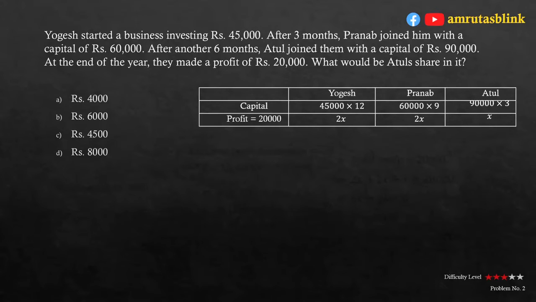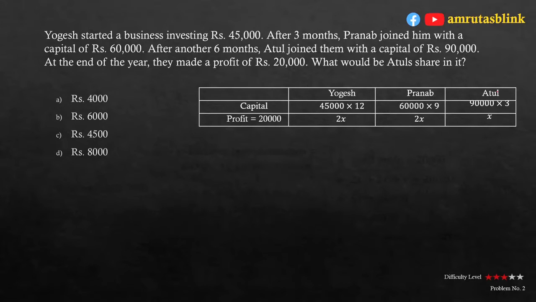Yogesh has invested 45,000 rupees. After 3 months, Pranab joined him with a capital of rupees 60,000, and after another 6 months, Atul joined them with a capital of rupees 90,000. So, initially we will put down the figures, that is 45,000 under Yogesh, 60,000 under Pranab and 90,000 under Atul. But Yogesh has invested the money 45,000 and it has never been withdrawn.